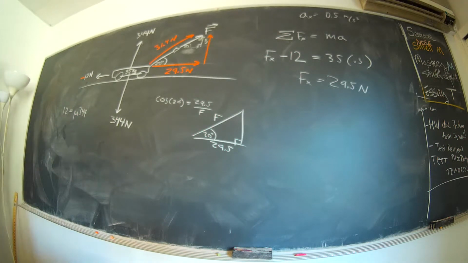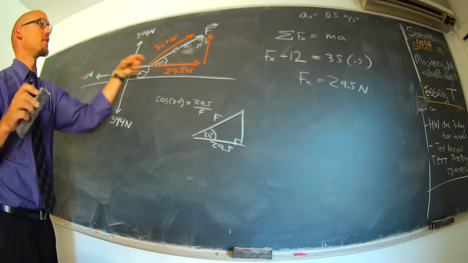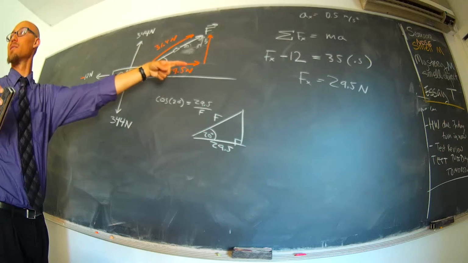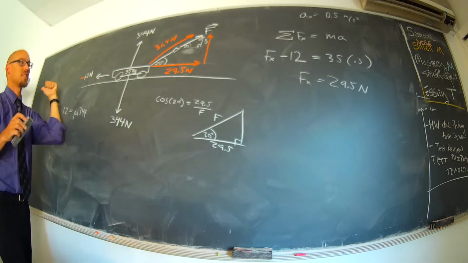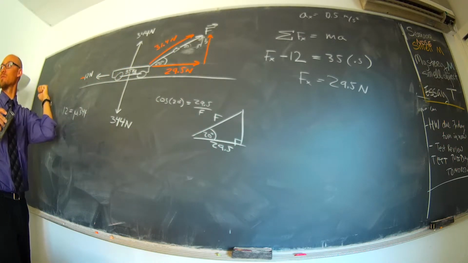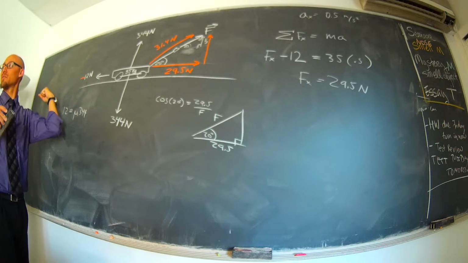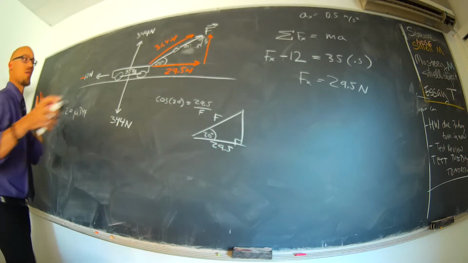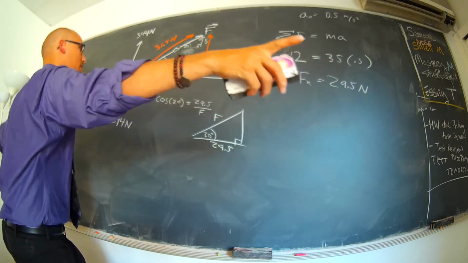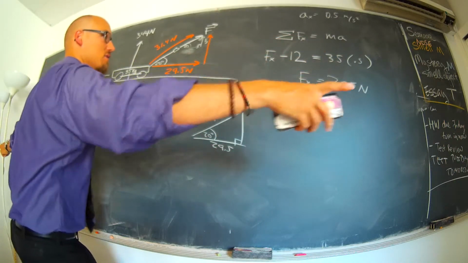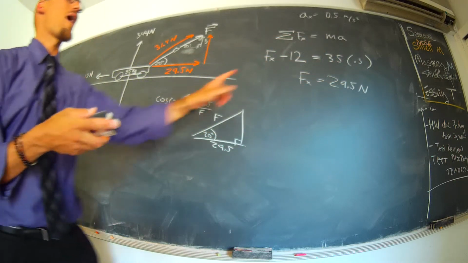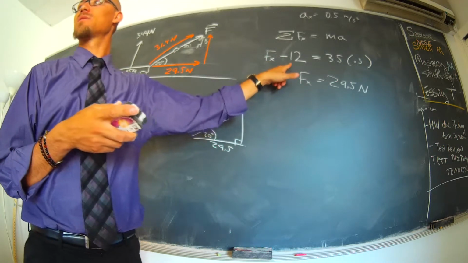Why do we have to minus the 12 on the Fx? Because it's the friction. We have motion going this way, so it's positive, and friction is an opposing force, so it's negative because it's going this way. I'm being pulled this way, and friction is pulling me this way. So we need to combine those to get the net force.